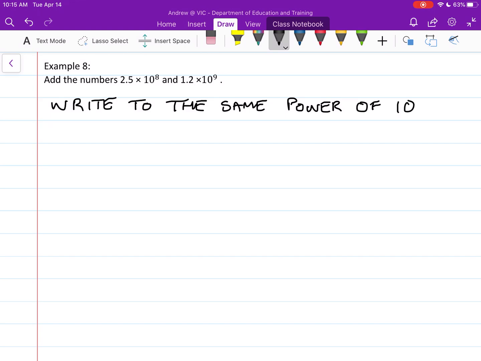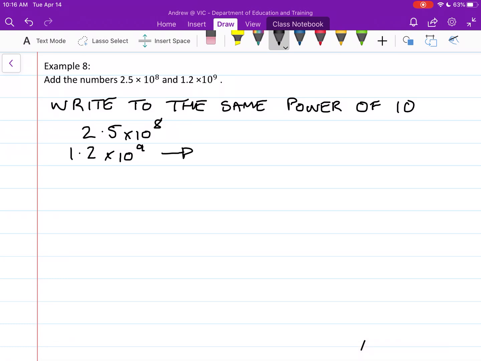Okay, so first we're going to write out 2.5 by 10 to the 8. And then we've got 1.2 by 10 to the 9. So with this one, you can do it either way. You can make the first one to the power of 9 or the second one to the power of 8. And I'm just going to make the second number to the power of 8.